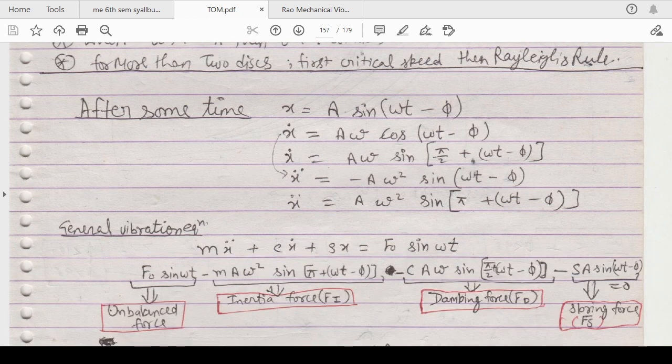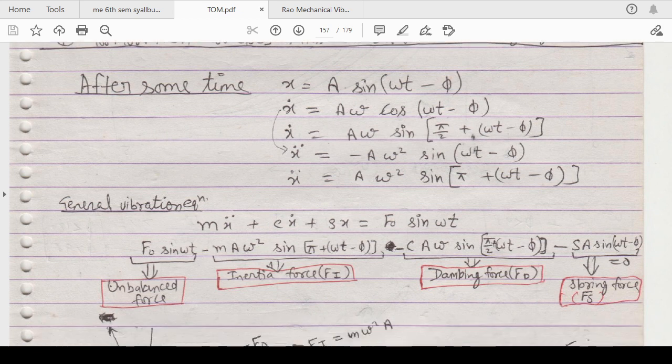Now let's go to the calculation of phase angle for excitation. After some time x equals A sin(omega t minus phi), and if you differentiate it, dx by dt, then x dot equals A omega cos(omega t minus phi).